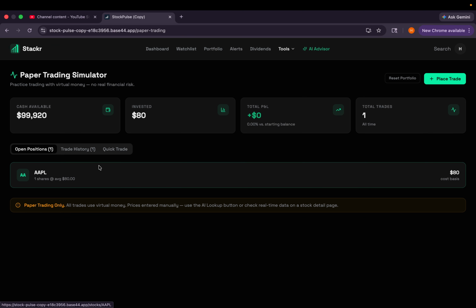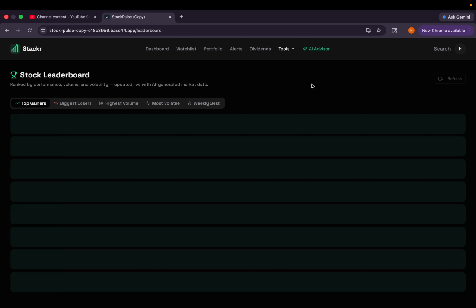And then it shows up here. It tells you you invested 80, and we just automatically give you 100,000 in fake money. Okay, and then here we can see the stock leaderboard. We can see which are the top gainers and which stocks are not performing that well. So we're just gonna give it a minute, and it should update.